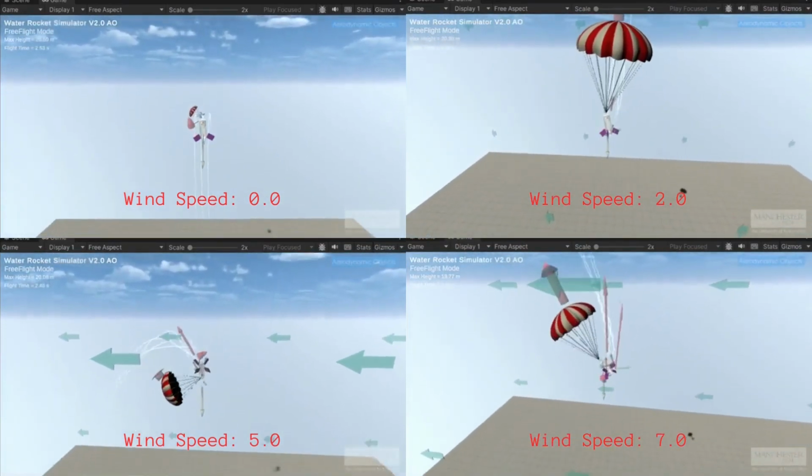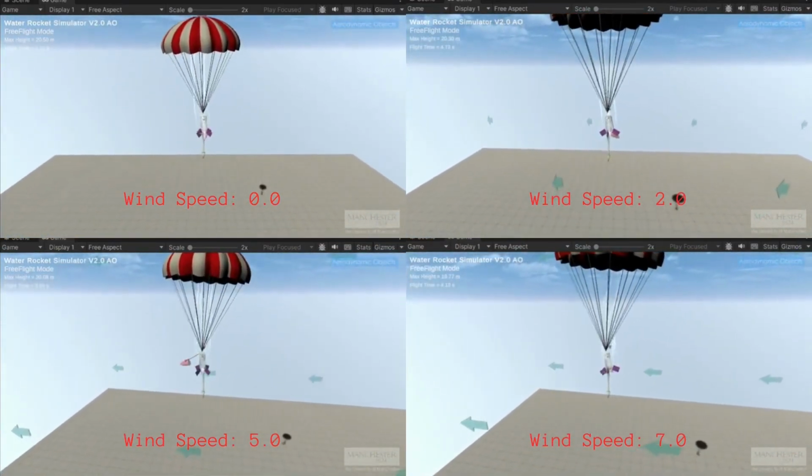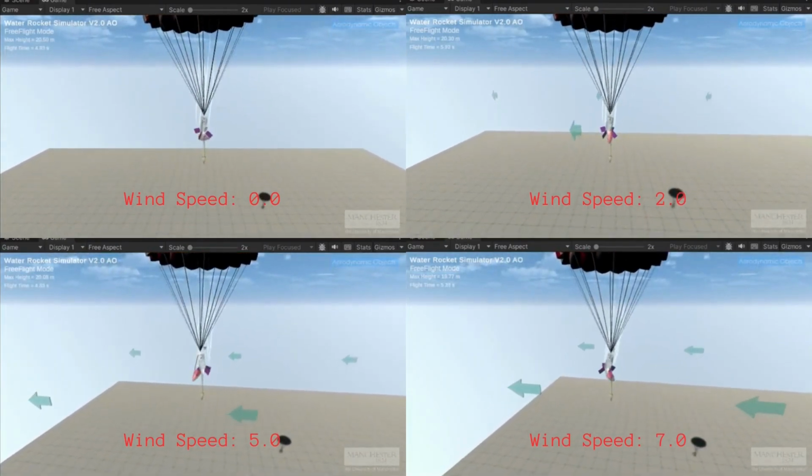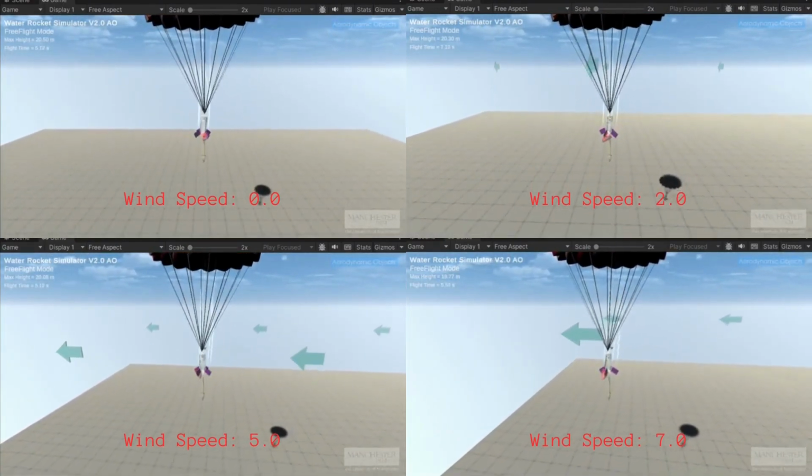Another factor would be the weather, as having different wind speeds will affect the forces that are acting on our rocket. This can cause the rocket to go off from its desired flight course and affect the overall flight time.